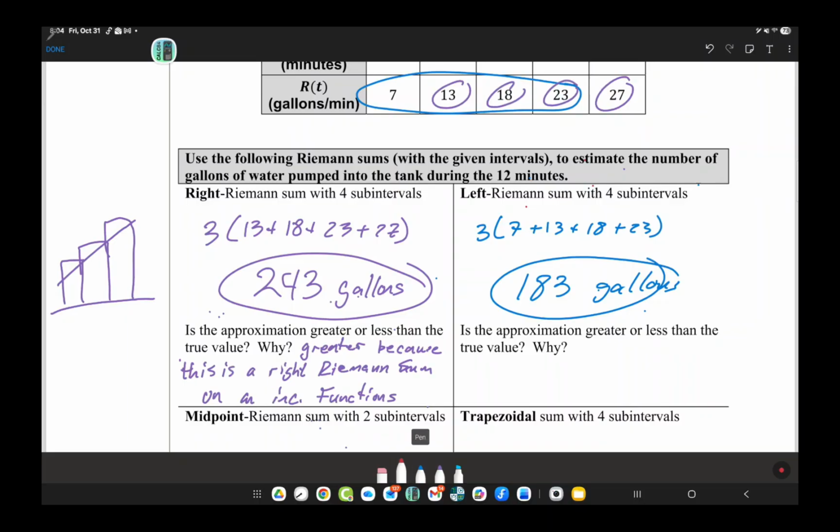Same reasoning for the left. It is decreasing or less, because this is a left Riemann sum on an increasing function.